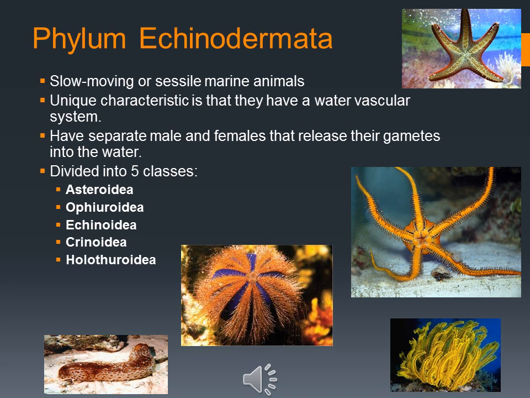Phylum Echinodermata consists of slow-moving or sessile marine animals. They are unique because they have water vascular systems. They have separate males and females that release their gametes into the water. Echinodermata is divided into 5 classes: Asteroidea, Ophiuroidea, Echinoidea, Crinoidea, Holothuroidea.